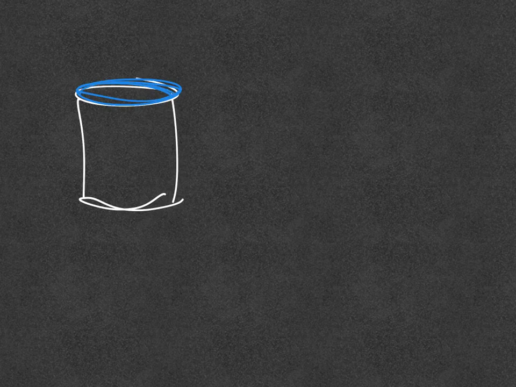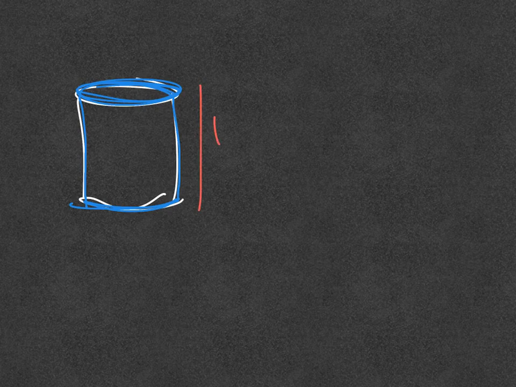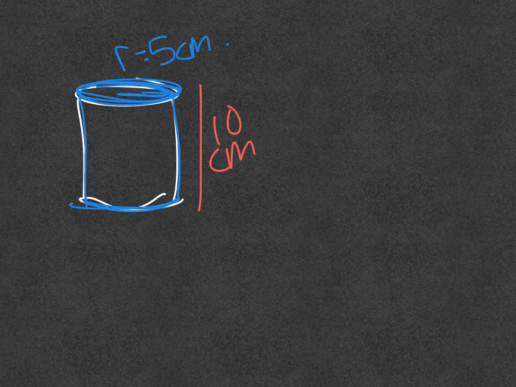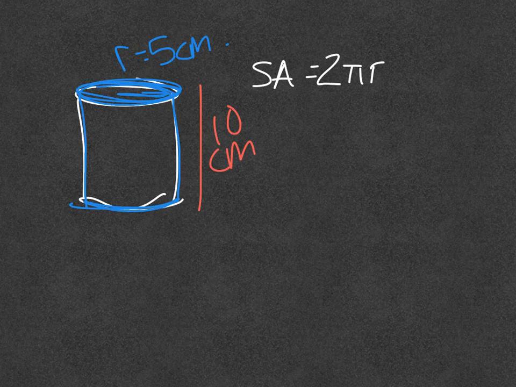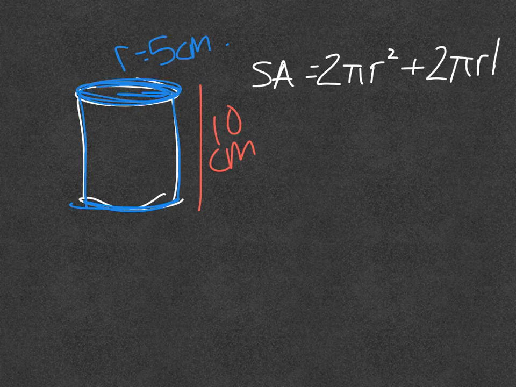So this is my circumference. That's my can. It has a height of 10 centimeters. The radius of the can, radius equals 5 centimeters. Okay, and we're going to use surface area equals 2 circles, so 2 pi r squared plus 2 pi r, because that's my circumference, times height.